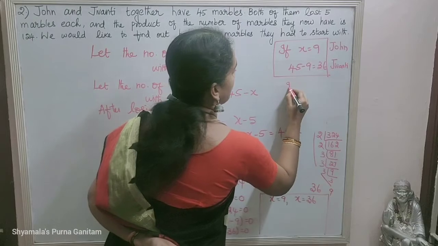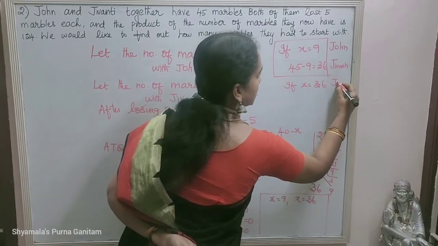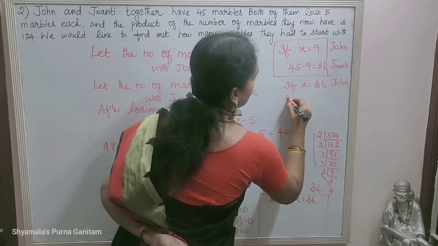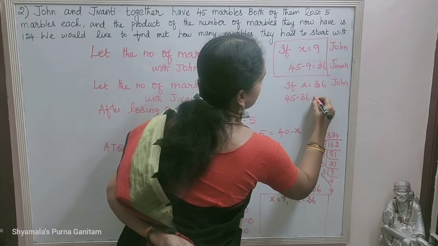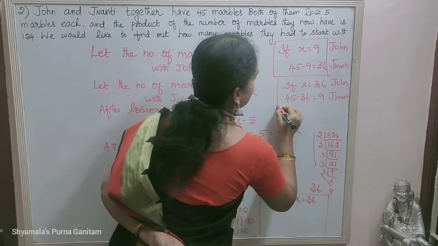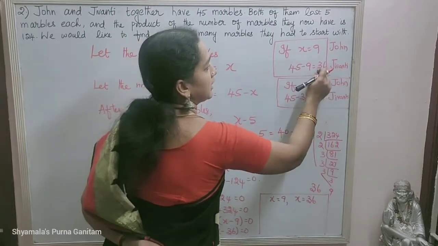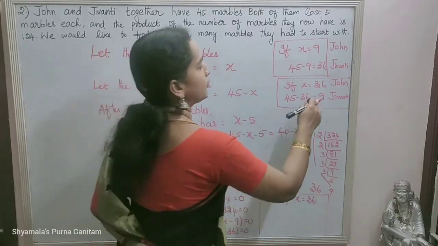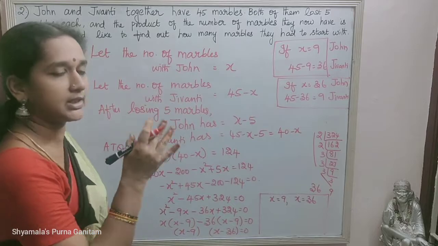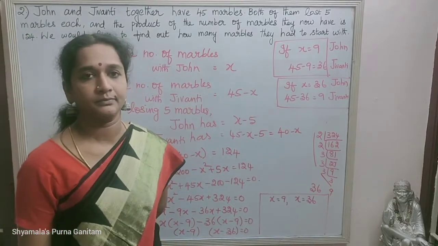Then if x is equal to 36, that is, if John is having 36, then Jeevanti will be having 45 minus 36, 9. So these are the two things. If John is having 9 marbles, Jeevanti will be having 36 marbles. If John is having 36 marbles, Jeevanti will be having 9 marbles. So this is the initial number of marbles they will be having.